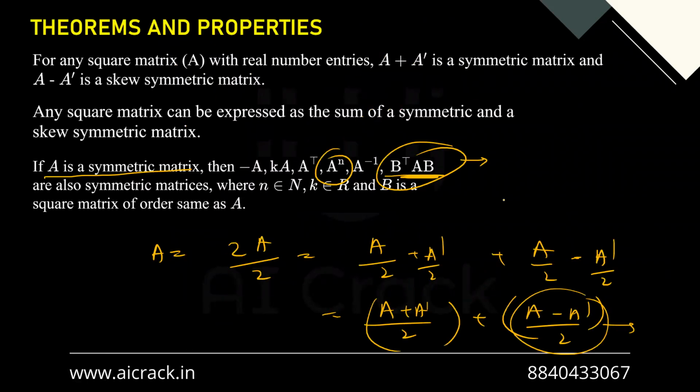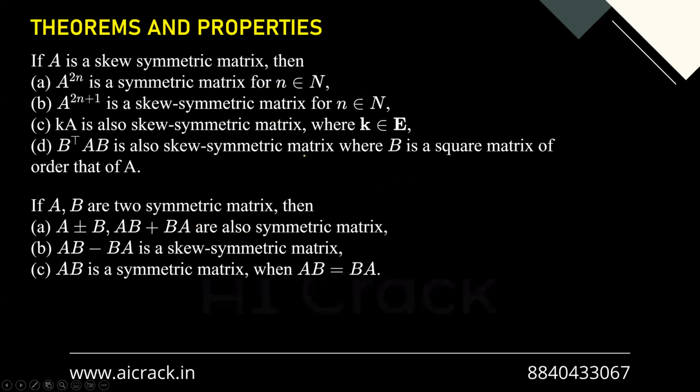So yeah, you can also do a similar kind of activity for other properties, other matrices as well. Okay. Now let's look at a few more properties and theorems. A is a skew symmetric matrix. Now we are talking about a skew symmetric matrix. Then A raised to the power 2n is a symmetric matrix.